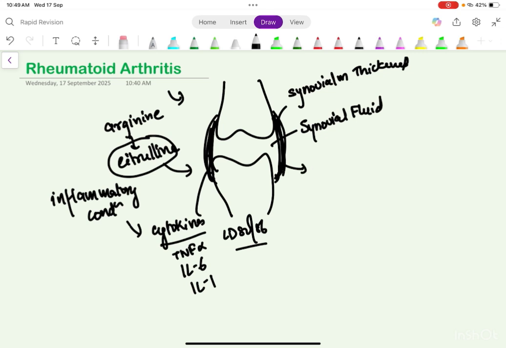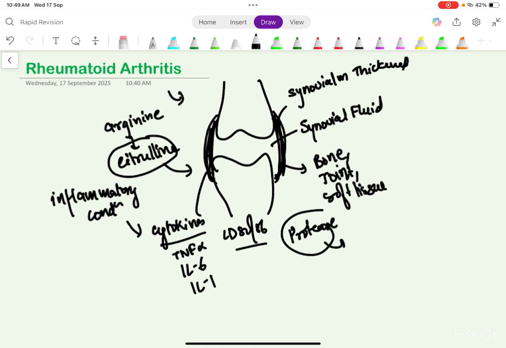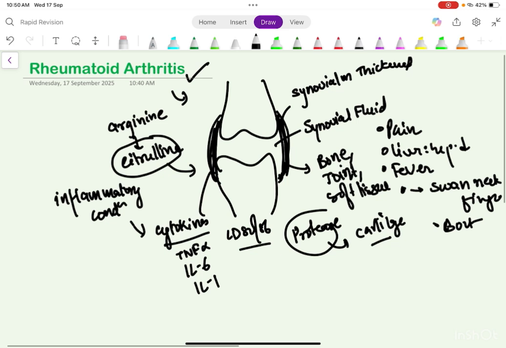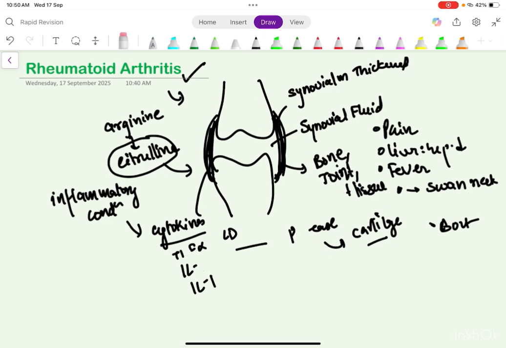This basically causes deterioration of the bone, the joint, the soft tissue, and the cartilage. There's also protease, which acts and destroys the cartilage, and the person experiences pain. It also affects the liver. In this, hepcidin is decreased, and the patient is also prone to fever. There are certain characteristic findings like swan neck finger deformity, then Boutonniere deformity, and so on. So this is the basic pathology of rheumatoid arthritis.